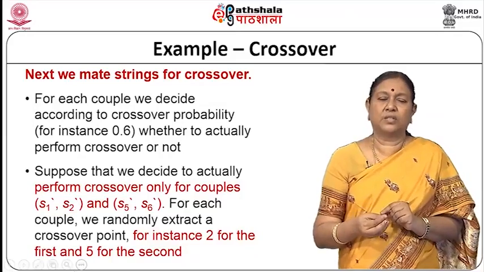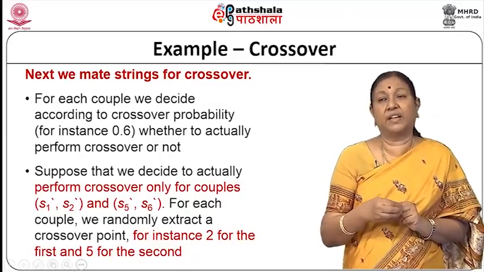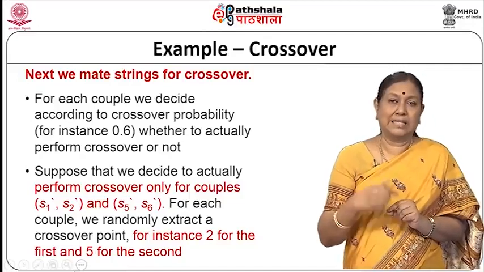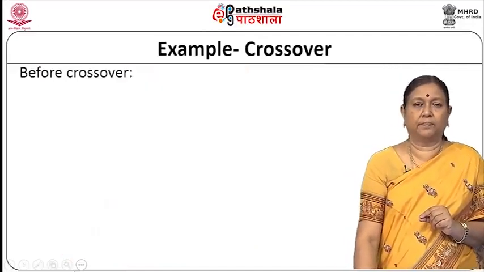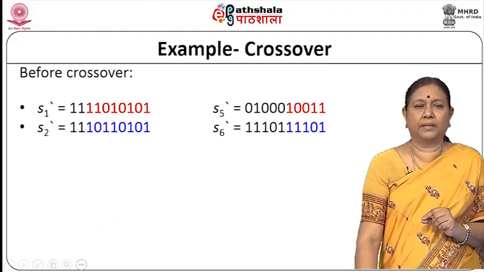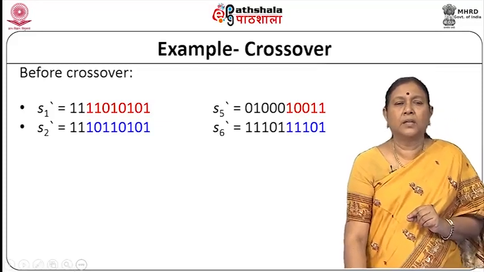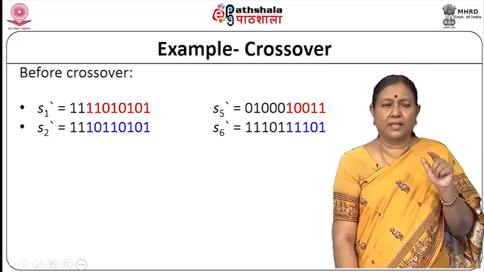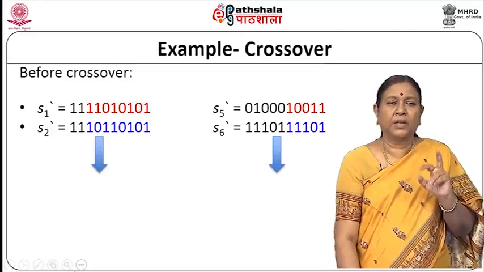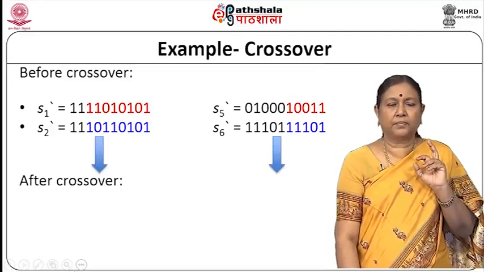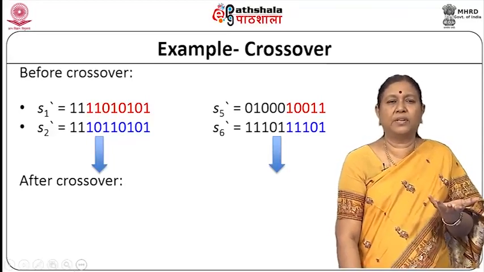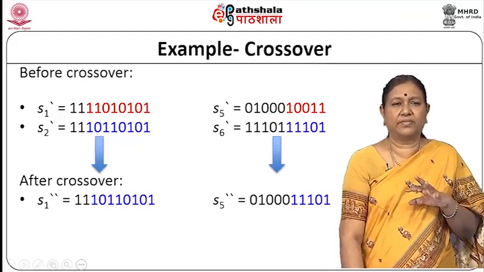For instance, let us assume it is 2 for the first and 5 for the second. That is, the first couple will have a crossover point of 2, the second couple will have a crossover point of 5. So, before crossover these were the 2 parents and these are the next 2 parents. S1 dash and S2 dash are the 2 parents and S5 dash and S6 dash are the 2 parents. So, after crossover what will happen? We have, remember, point 2 and point 5. So, the first one we used point 2, the second one we are using point 5.